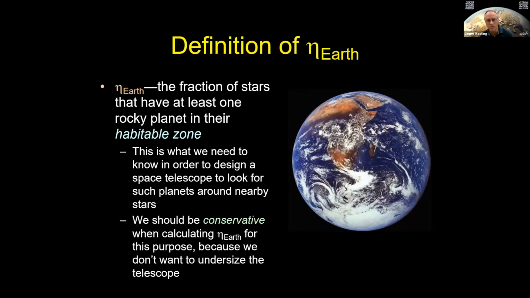And this is, of course, what we need to know to design these big space telescopes that I'll mention at the end, to look for life out there. It's also what the Kepler mission was designed to figure out. Kepler's primary purpose was actually to determine eta sub Earth, so we'd have some idea of how frequent Earth-sized planets are. The last point there is I'm going to argue that we should be conservative when calculating eta sub Earth, because we don't want to undersize the telescopes that we're working on.